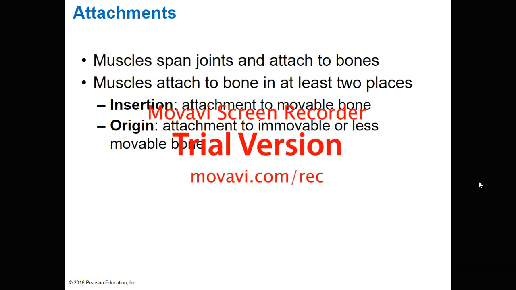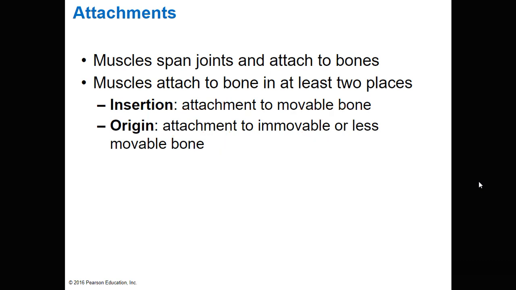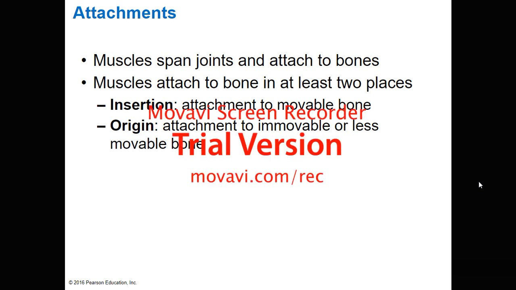So now let's talk about muscle attachments. Again, muscles span joints and attach to bones, and they attach to bone in at least two places. The insertion is the attachment to movable bone, and the origin is the attachment to immovable or less movable bone.